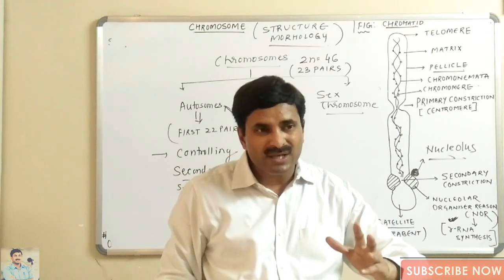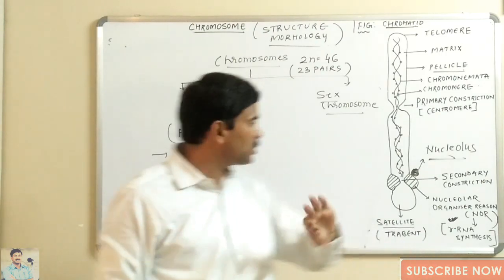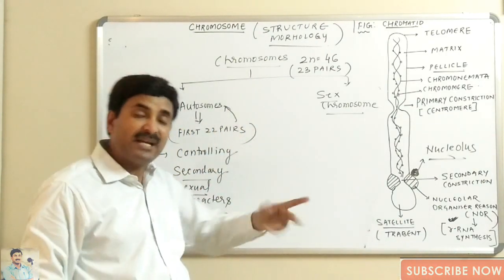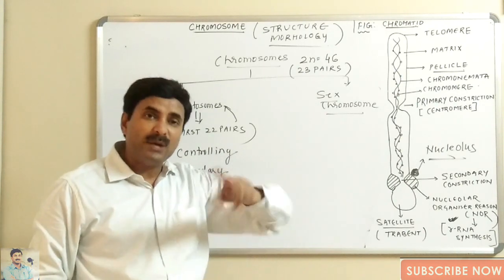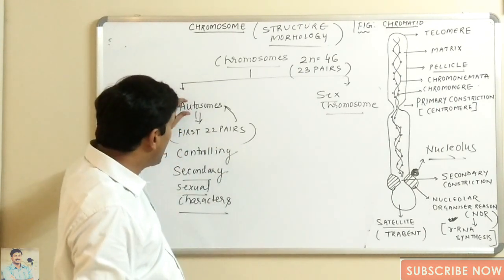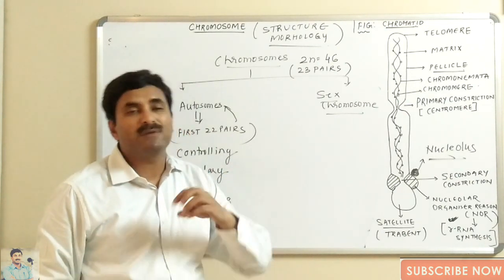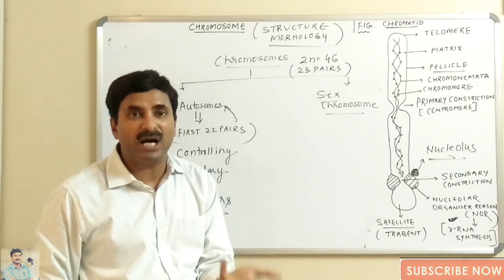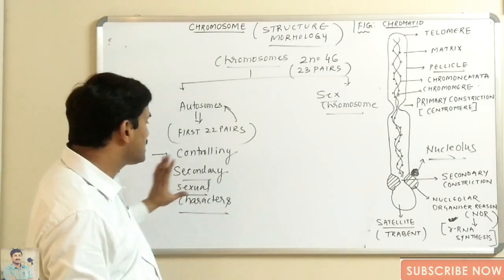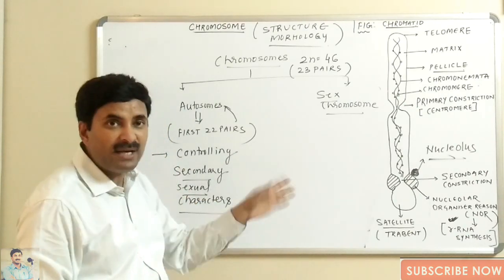But now the question arises: if the autosomes control the secondary sexual characteristics and they are the same in male and female, then why are the secondary sexual characteristics different in male and female? You will answer that it is because of the impact of the hormones. Because of the impact of the hormones, the secondary sexual characteristics are different in male and female.